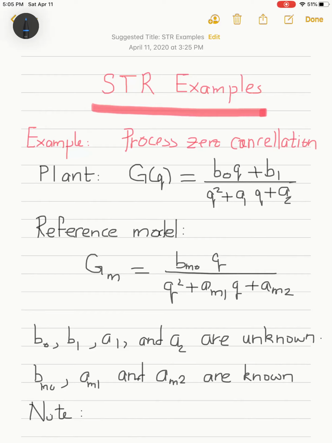Welcome everyone. In this piece of the lecture, our objective is to solve some examples to illustrate how to implement a self-tuning regulator. The first example is an example where we assume that we are going to cancel the process zero. So if we assume that we have a plant with the transfer function G, then the numerator would be the polynomial B, while the denominator will be A.